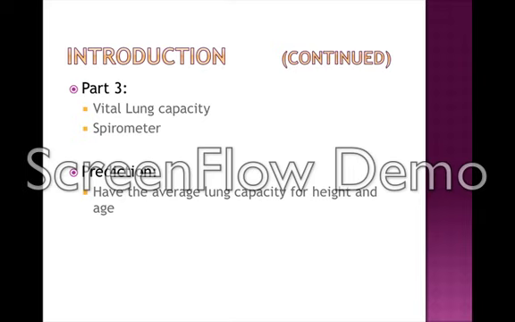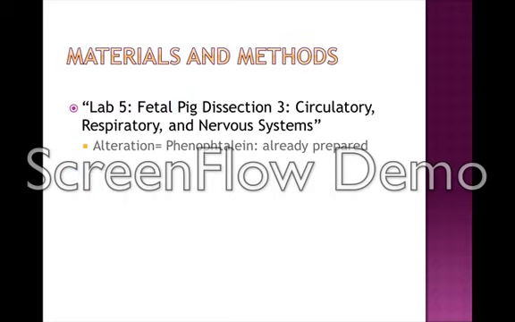We average our vital lung capacities using a spirometer. We predicted we would fall within the second standard deviation of our class's average. This lab was completed according to the protocol titled LAB5 Fetal Pig Dissection 3 Circulatory, Respiratory, and Nervous Systems, with the alteration to the procedure that the phenolphthalein was already prepared.